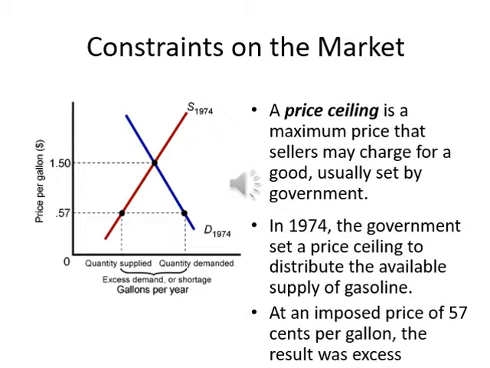Constraints on the market. A price ceiling is a maximum price that sellers may charge for a good, usually set by government. In 1974, the government set a price ceiling to distribute the available supply of gasoline. At an imposed price of 57 cents per gallon, the result was excess demand.